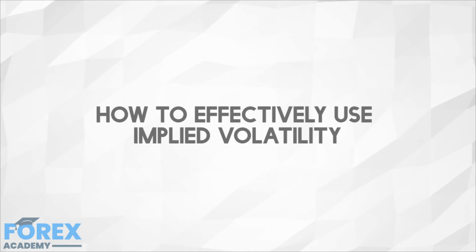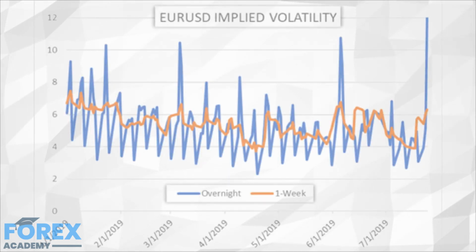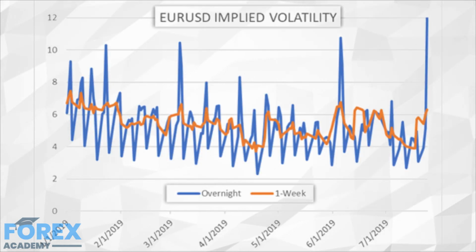How to effectively use implied volatility? We can follow the asset's implied volatility and take note when it peaks and when it troughs historically. We can do this to determine when it's relatively high and low. Following this procedure, we can determine when option prices are cheap and when they are expensive.